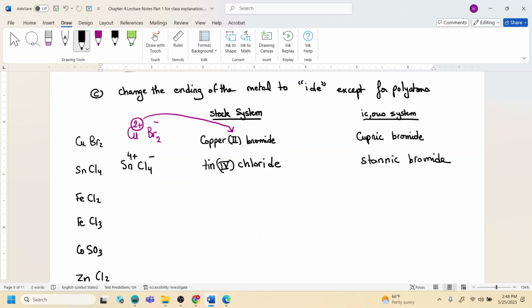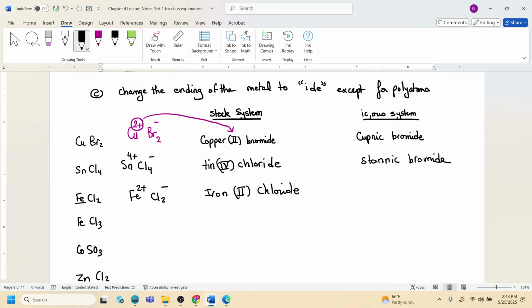Okay. Another example here. This is Fe, iron. So we're going to name this as iron in the stock system. Now the charge for the iron: the Cl is negative, this is 2 minus. So Fe needs to be 2 plus to balance. So that is going to be iron(II) chloride.